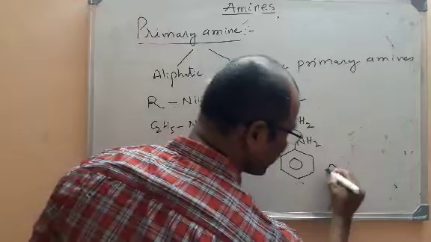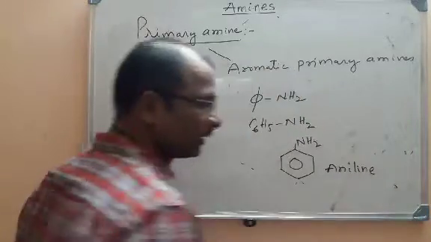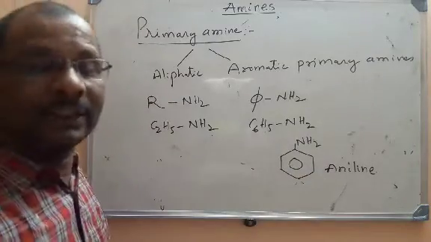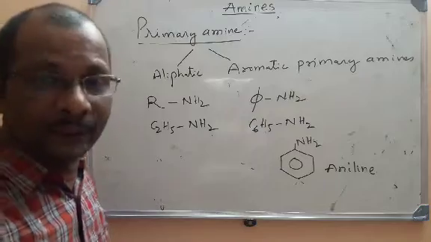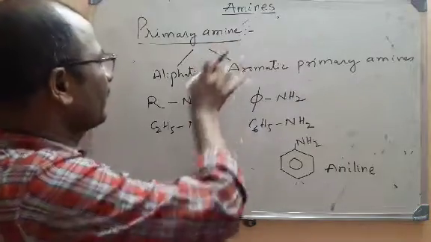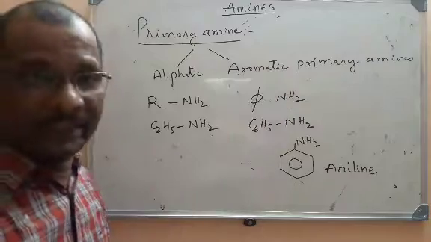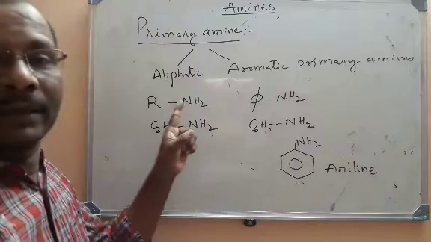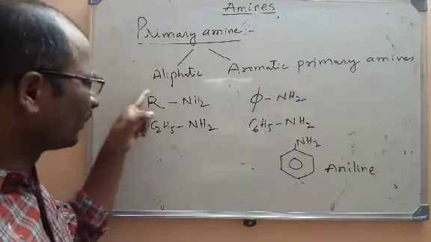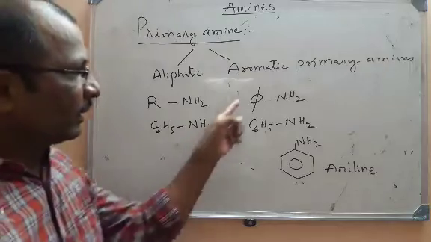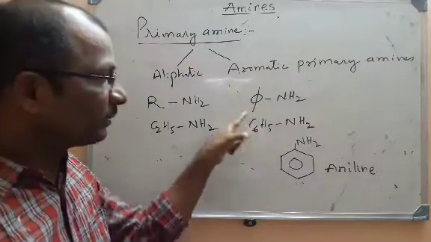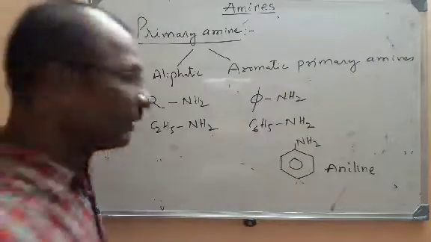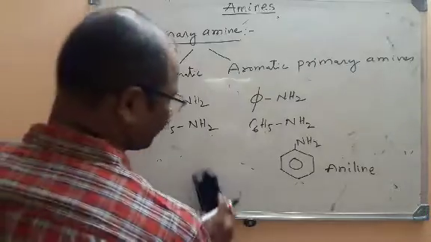The name of this molecule is aniline. Now we will learn how these names are given and what are the different systems we follow to give the names for amines. So primary amines have been divided into aliphatic and aromatic amines. An aliphatic primary amine is obtained by replacing one hydrogen of ammonia with one aliphatic hydrocarbon part. If it is substituted with an aryl ring, then it will become an aromatic primary amine. Now let us go for the nomenclature.